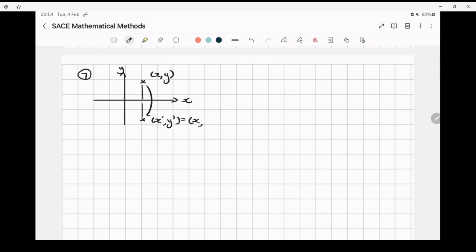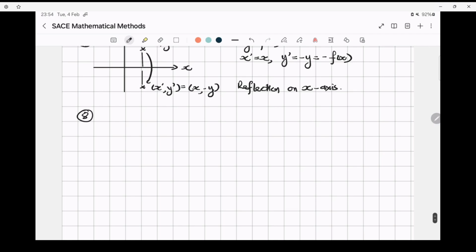The y prime will be the minus of your original coordinate y. So as usual, y equals f(x). So x does not change, x prime equals x. So y prime equals minus y, which is minus f(x). So this is what we call the reflection on your x-axis.